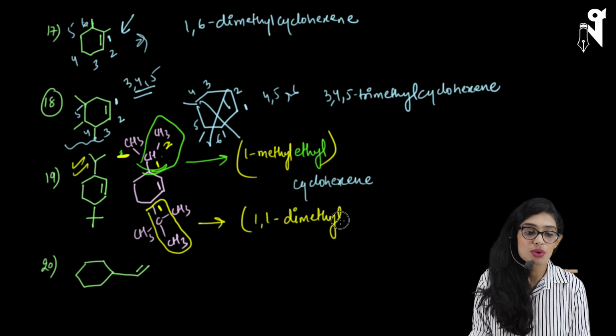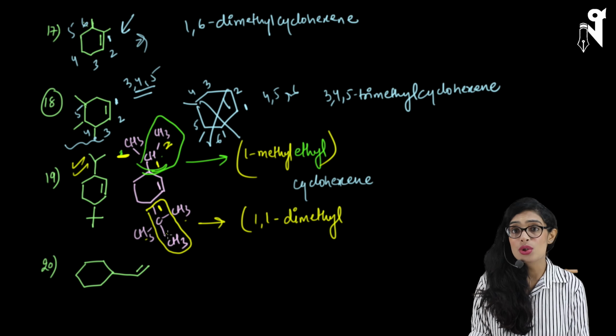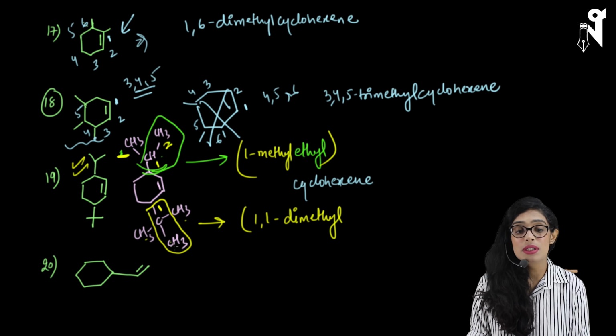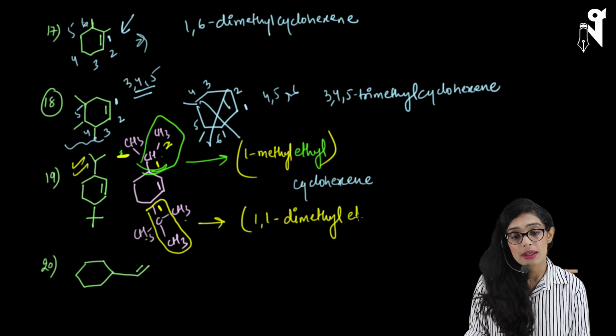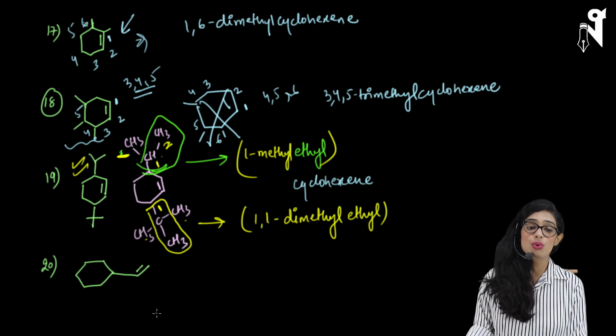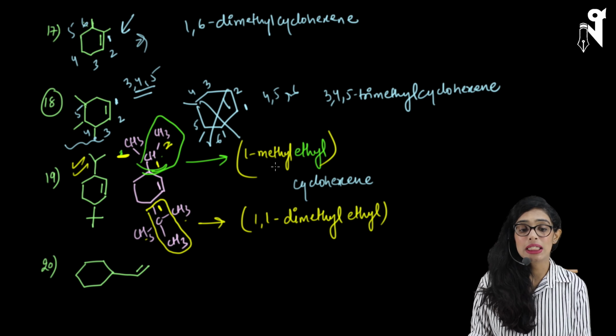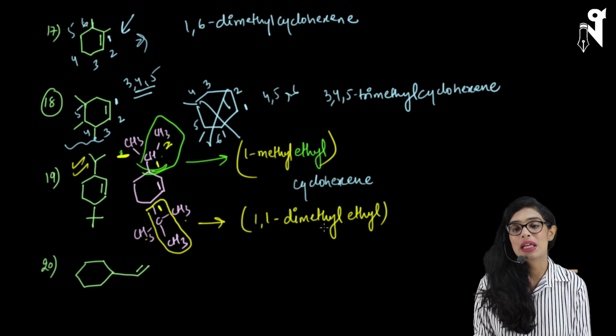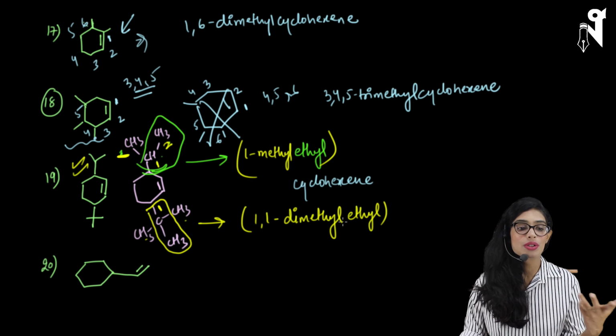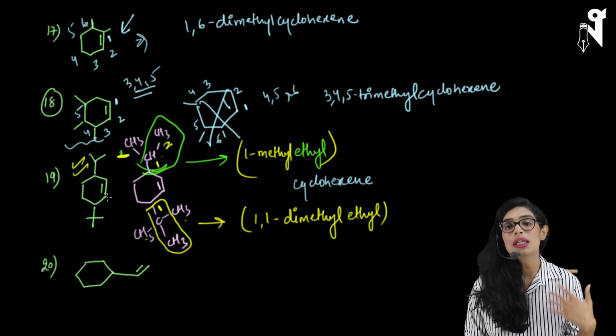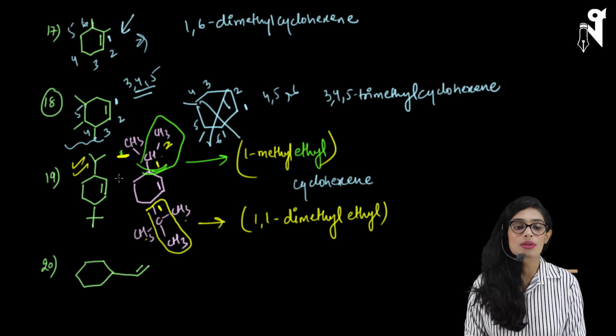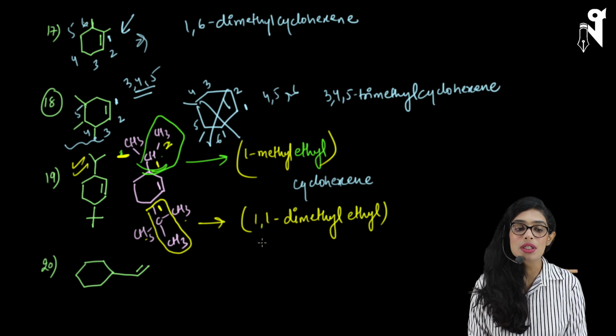Why dimethyl? Because two methyl branches are present on the branch, and the branch itself is made up of two carbons, and the name of the branch is ethyl. So I have two names over here. One is 1-methyl ethyl and another is 1,1-dimethyl ethyl. So these are two branches which are present on the cyclohexene as the complex substituents, right? So now these branches will be named here when we write the name of the compound.